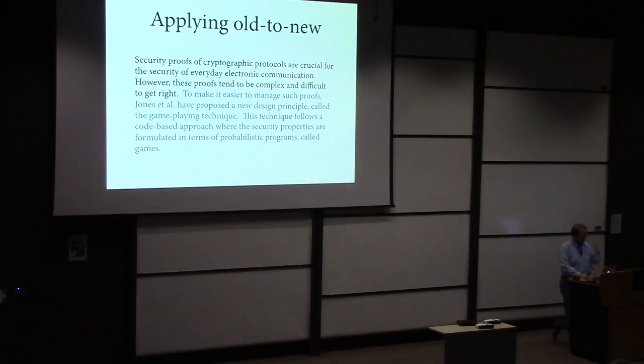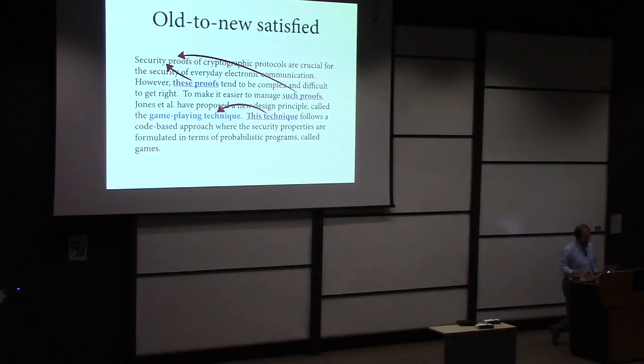Okay. And again, if you now look at this revised paragraph, you can see that it follows old to new. The beginning of the second sentence talks about these proofs, which is referring back to the first sentence. Similarly, the beginning of the third sentence is, again, focusing on such proofs. And the new thing, which is the thing you want to actually present as new in this paragraph, the game playing technique, goes right at the end of the sentence, where it has this emphasis.